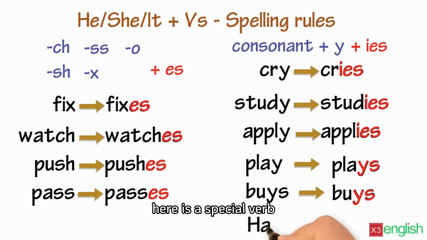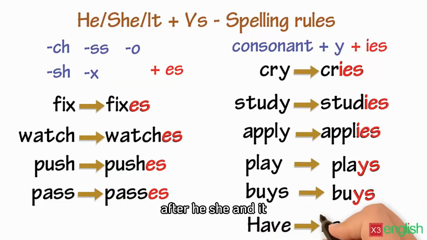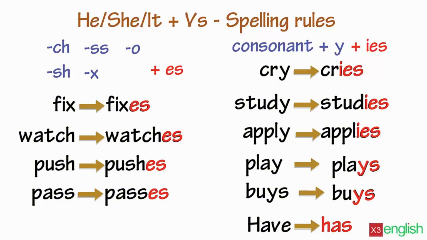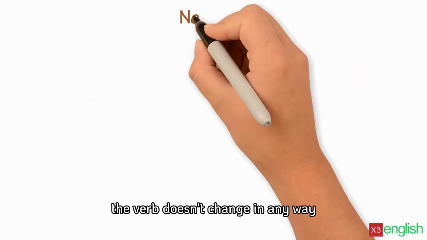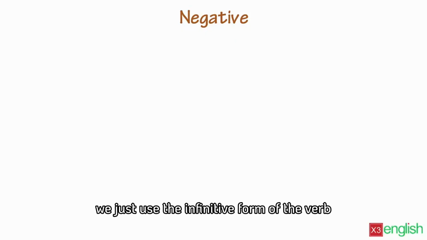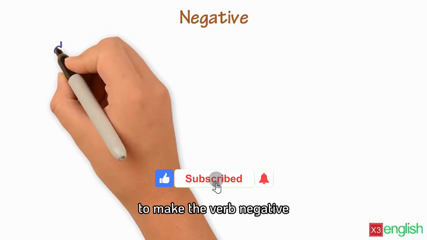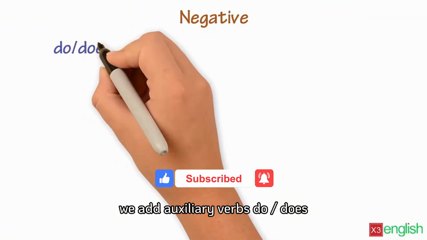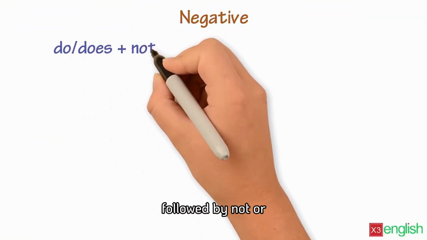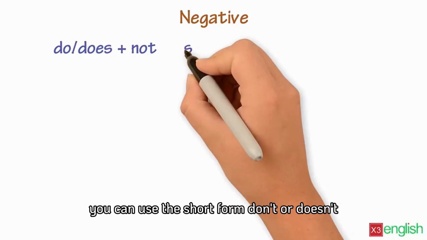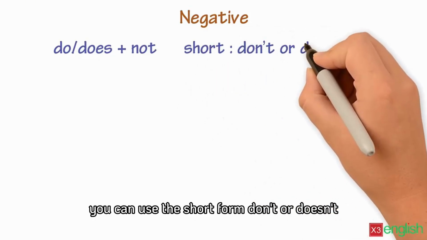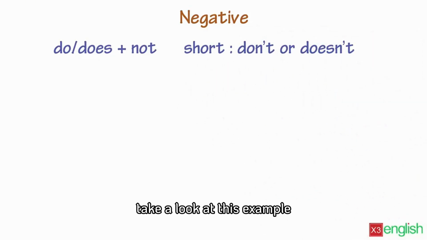Here is a special verb. After he, she, and it, have becomes has. In the negative form, however, the verb doesn't change in any way. We just use the infinitive form of the verb. To make the verb negative, we add auxiliary verbs do, does, followed by not, or you can use the short form don't or doesn't.